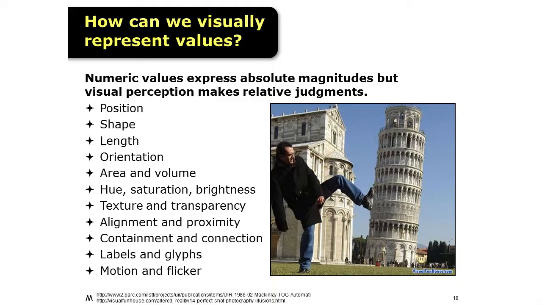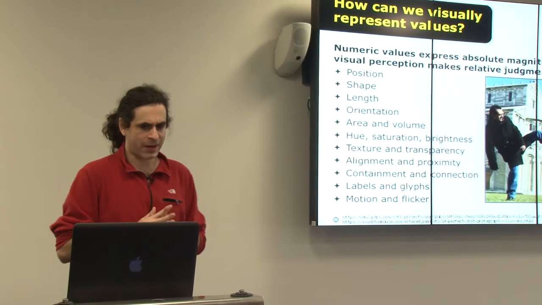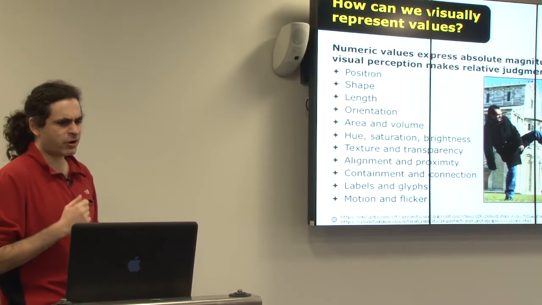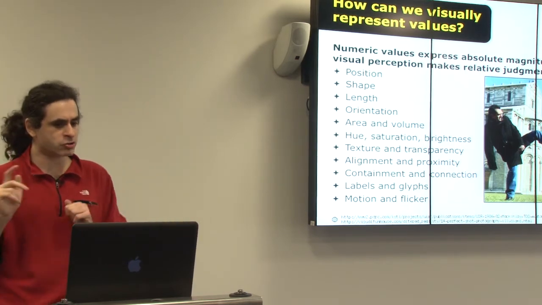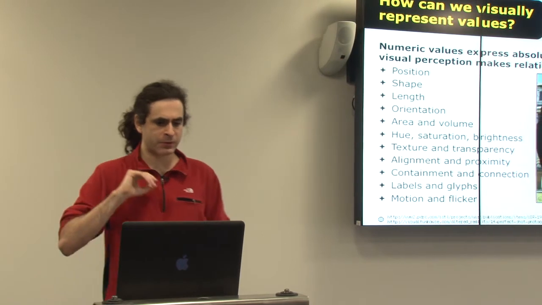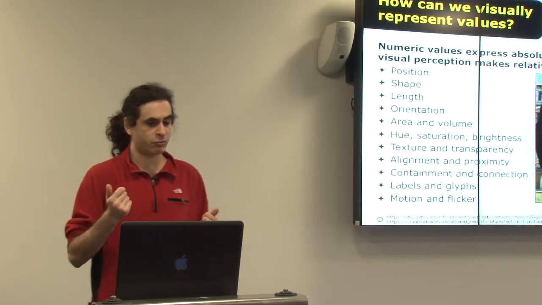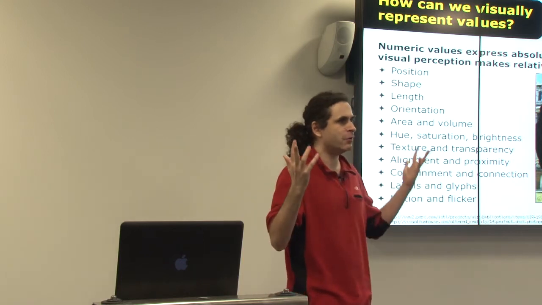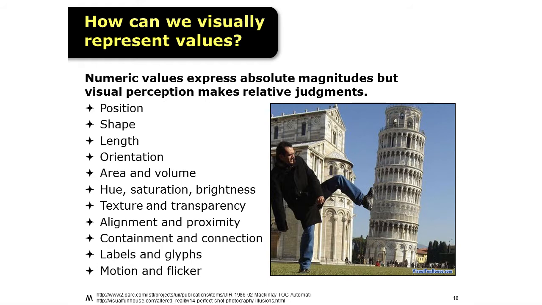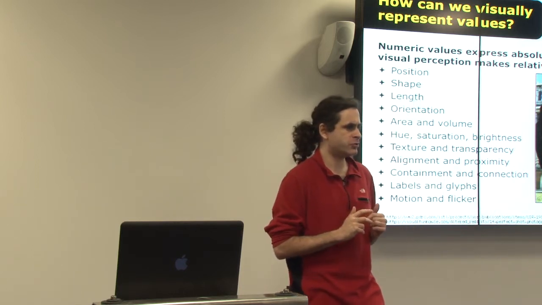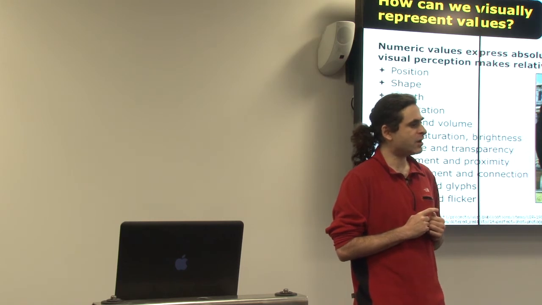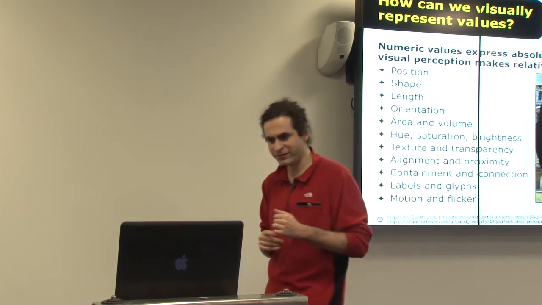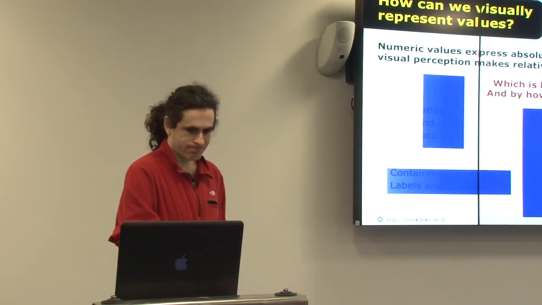So what do we have to work with? We've got position, which by the way, can be seen relatively accurately. But afterwards, things sort of go downhill. So we got position, shape, length, orientation, area, and volume, hue, saturation, brightness, texture, transparency, alignment, proximity, containment, connection, labels. We've got glyphs. We can put in motion and flicker, and if we get permission, electric shocks. I don't know what else. Wow, so many choices. The challenge of information design is how do we make those choices in a way that does not mislead our viewer? Well, let's see just how easy that is to do.